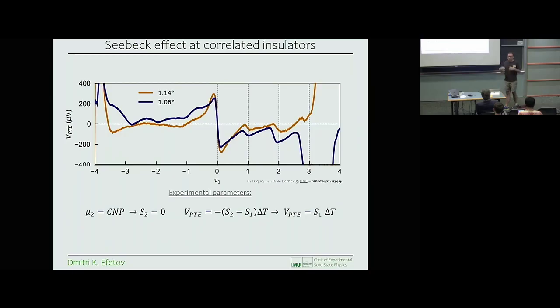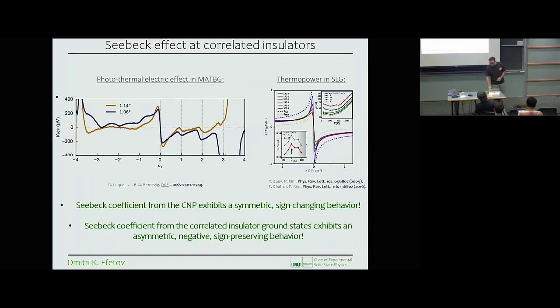And overall, it's symmetric between the electron-to-hole transition. This is something we know really well in single layer graphene, for example. This is data from the Philip Kim group from various works a couple of years ago. So this is very well understood: at the charge neutrality point, upon sign reversal, you get this S-type shape, a sign reversal, and symmetric behavior across the charge neutrality point.